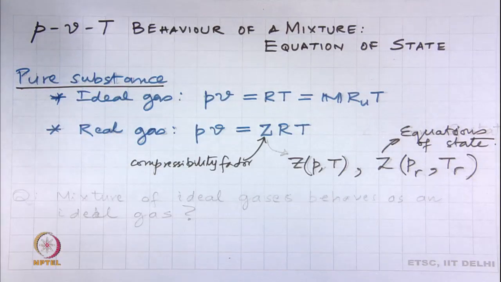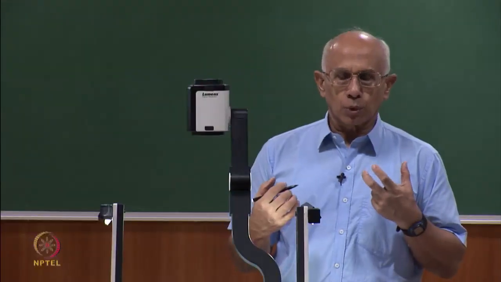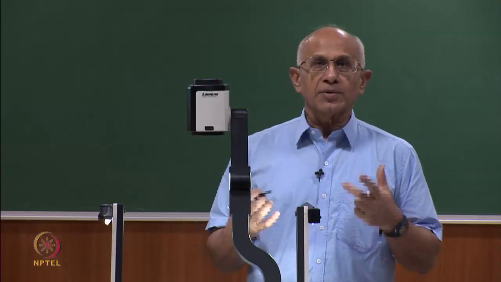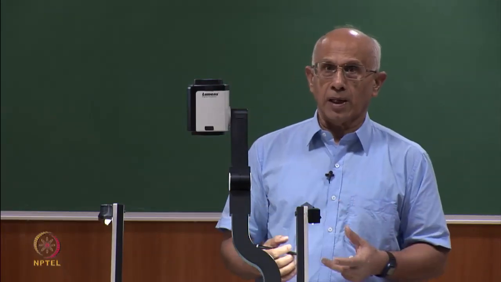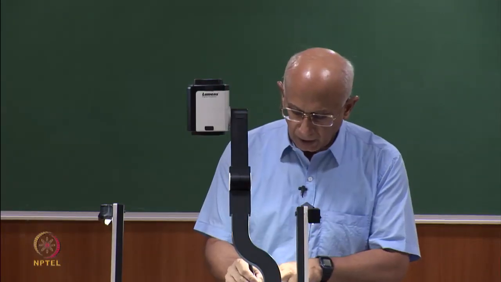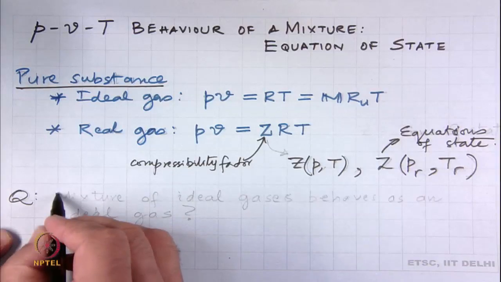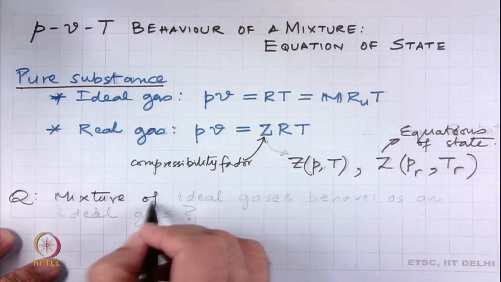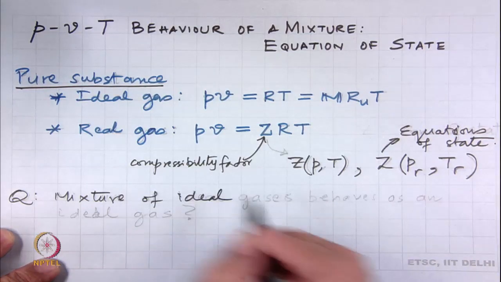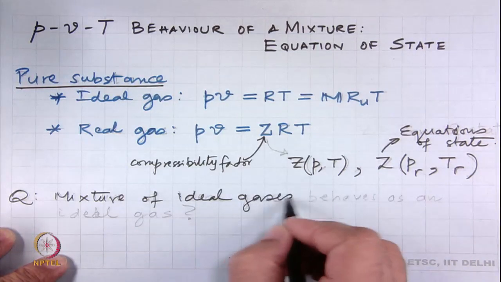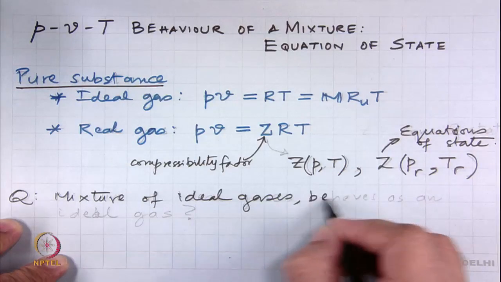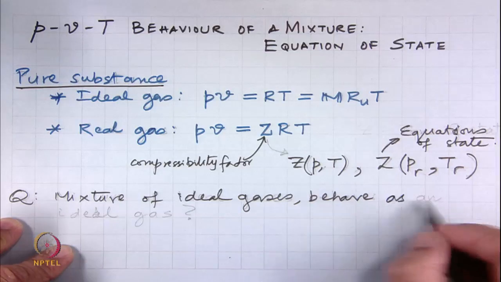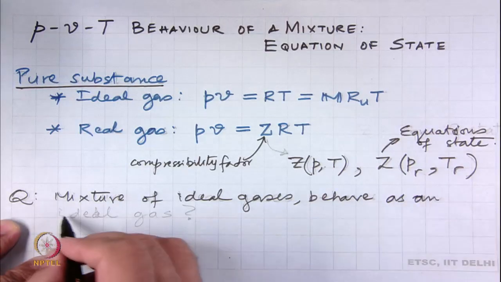And now we say that if I have a mixture of two ideal gases or three ideal gases, does this mixture behave like an ideal gas? So, that is the question. Does a mixture of ideal gases behave as an ideal gas?